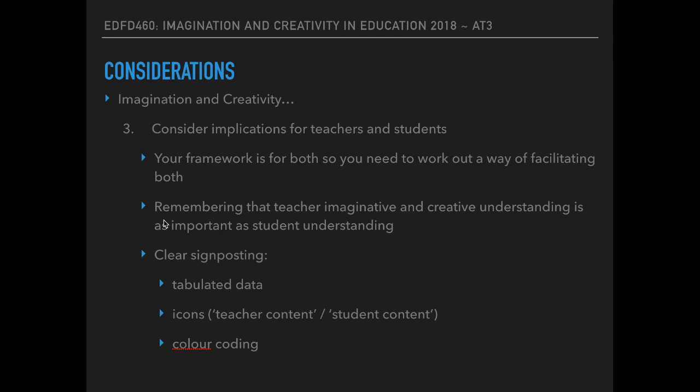So you can either have tabulated data, so you can have this is how this particular concept would work for a teacher, or this is how it would work for a student. You might have a series of icons, an icon that represents teacher content within your framework and student content within your framework. Or you might even have a color coding system. And this is part of the signposting, the visual, the user friendliness, the navigability, that kind of thing.